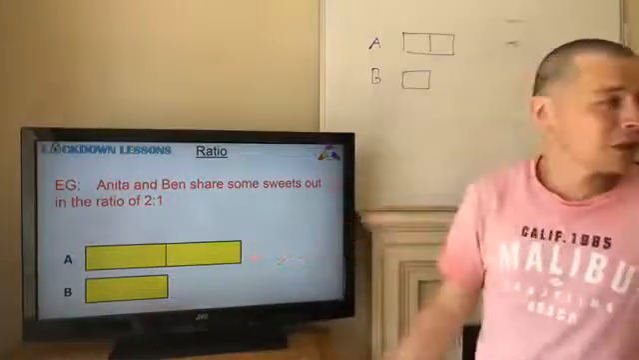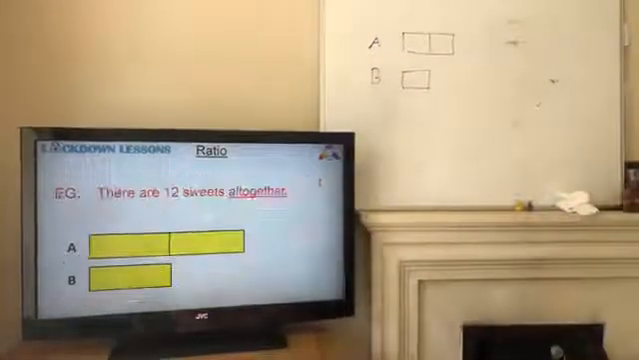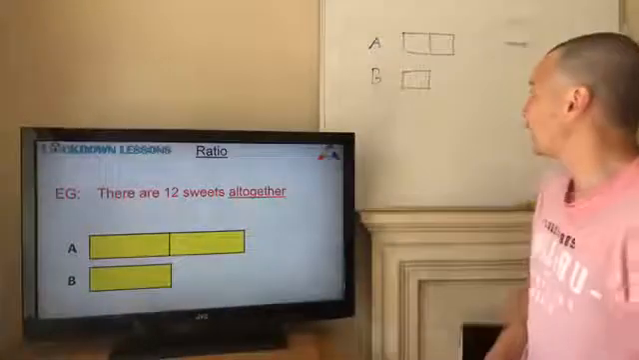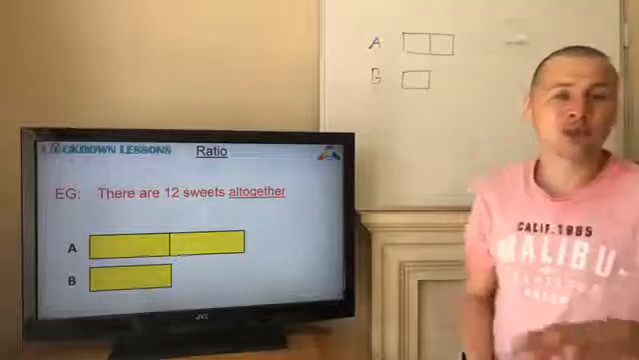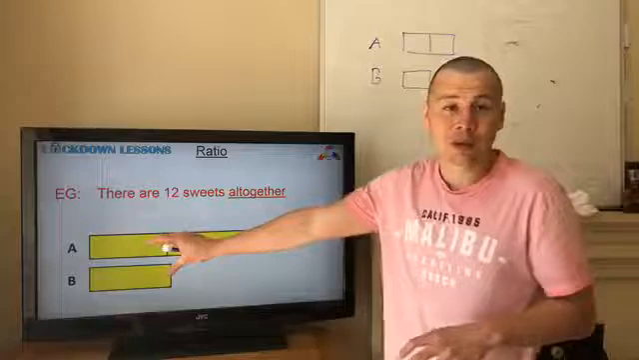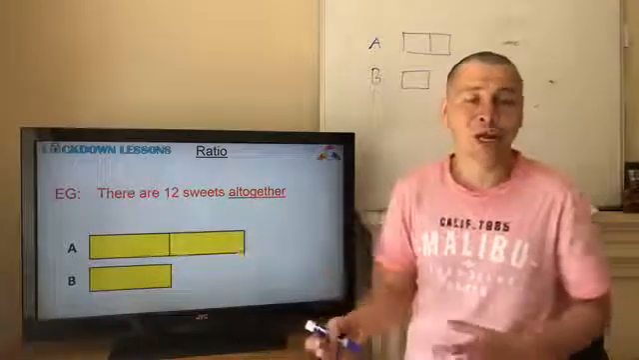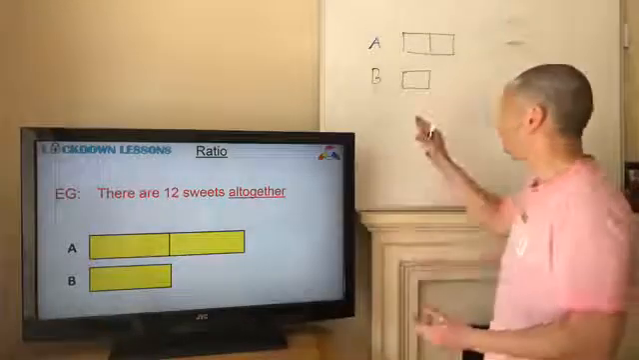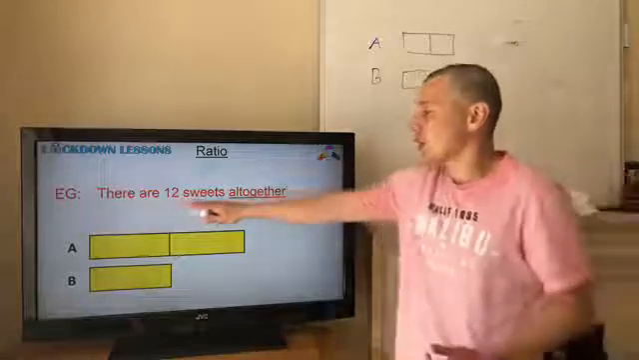You then might be given some more information about it. So the next bit of information is there are 12 sweets altogether. Now this bit's really important. If you rush into a ratio question, if you don't use these bars, you'll get some questions right, you'll get some wrong. You need to make sure you are labelling this on really well.